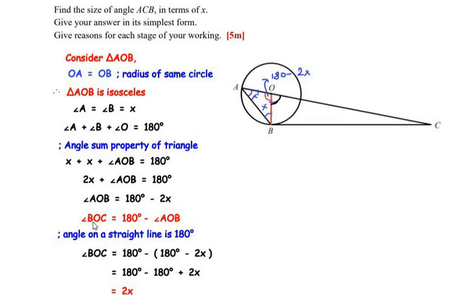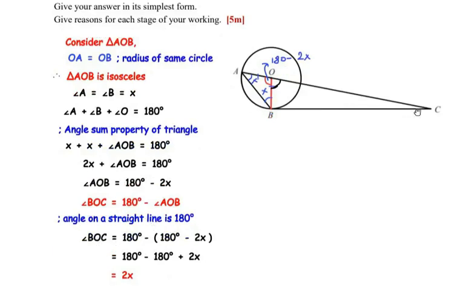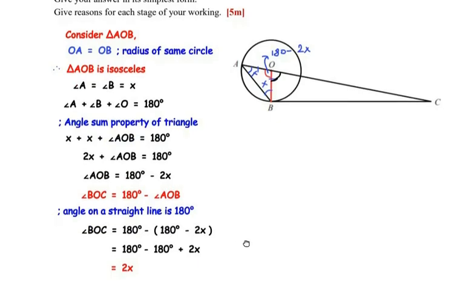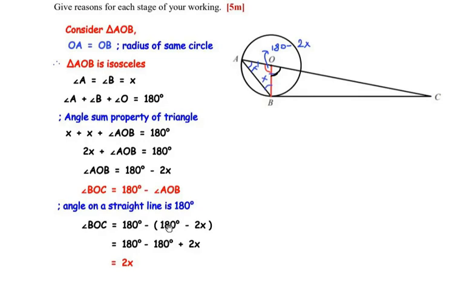So we have written angle BOC is equal to 180 minus angle AOB. So here we get angle BOC is equal to 180 minus angle AOB, which is 180 minus 2x. So expanding this bracket, we get 180 minus 180. Minus of minus gives us plus 2x. Now 180 minus 180, they will both add up to give us 0, giving us the angle BOC as 2x.